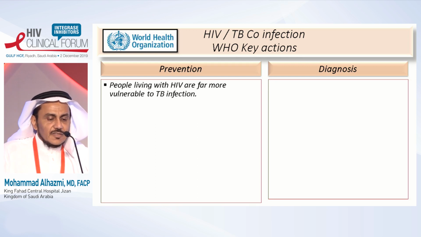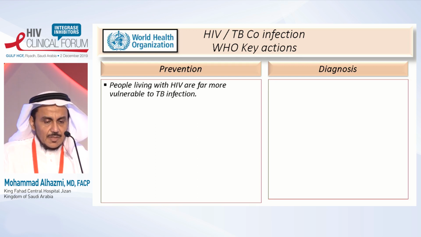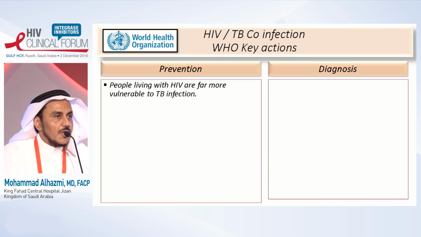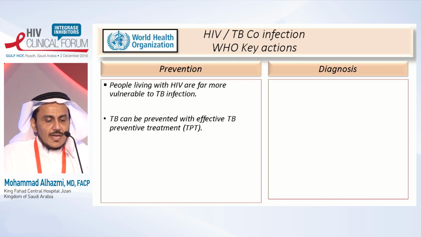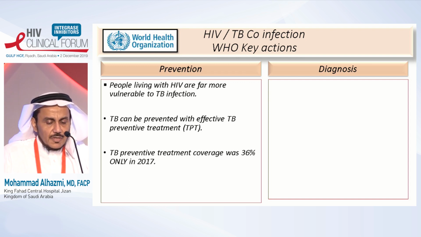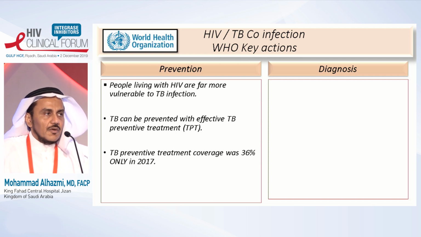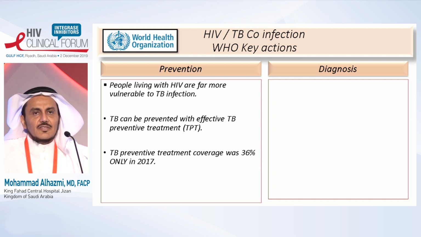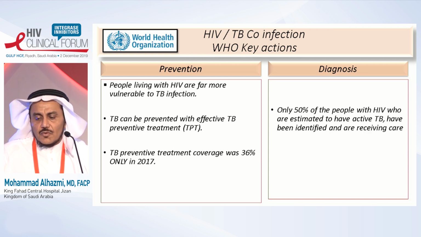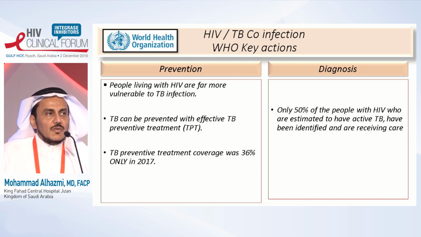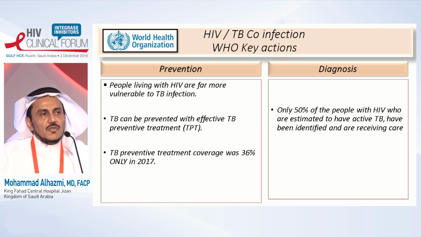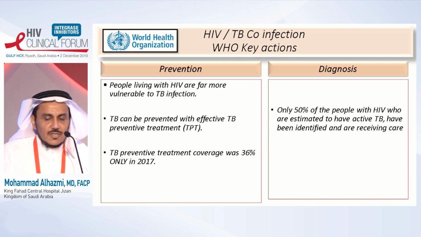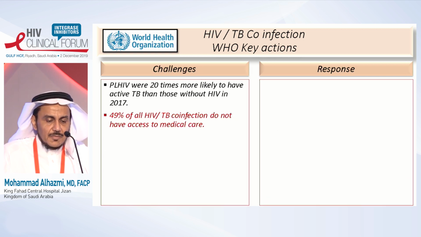WHO recognized the risk, and I think under the prevention item they put a few facts. One of them: people living with HIV are far more vulnerable to TB infection. That's true. And also TB can be prevented if we institute TB preventive therapy. However, only 1/3 of those who needed the treatment had access to it in 2017. And even worse, 49% of the population with HIV who are estimated to have tuberculosis don't know about their TB status. So that's a really big problem.